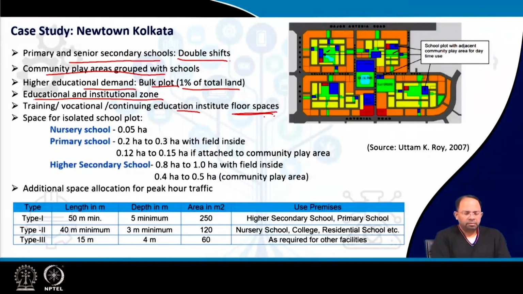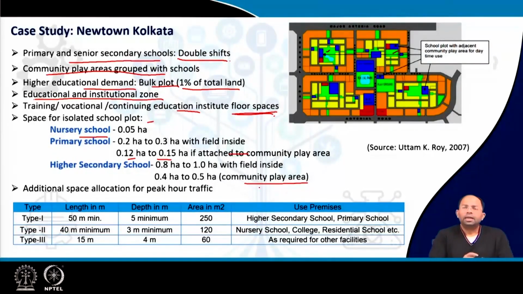And in overall space, in case of isolated school plots, the size given for a nursery school was around 0.05 hectares. For a primary school it was 0.2 to 0.3 hectares if it had a field. If it didn't have a field, it was 0.12 to 0.15 hectares. For higher secondary school it was 0.8 to 1 hectare, and 0.4 to 0.5 hectares where they utilize the community play area.